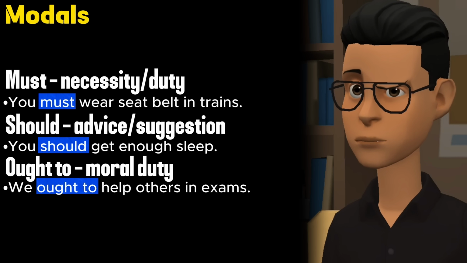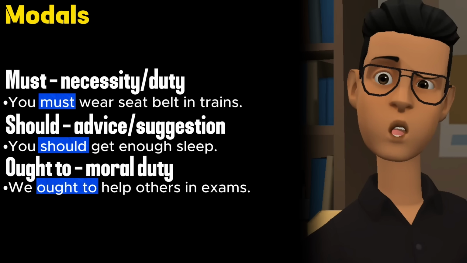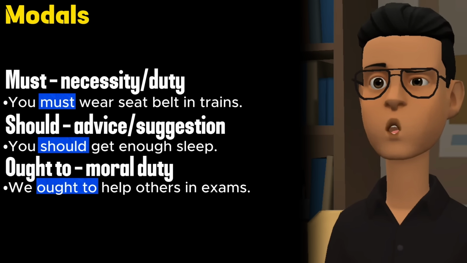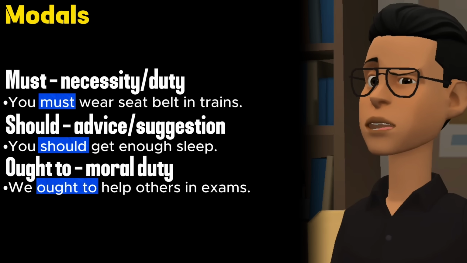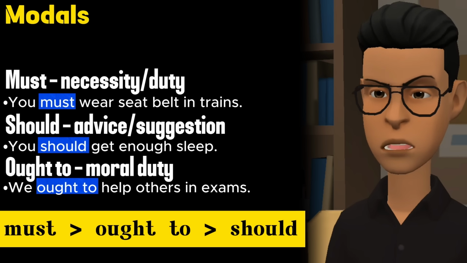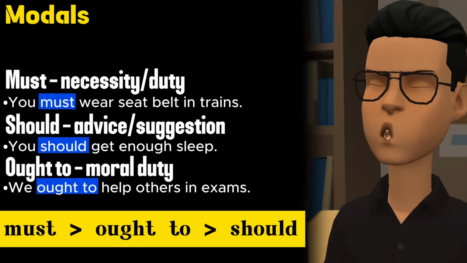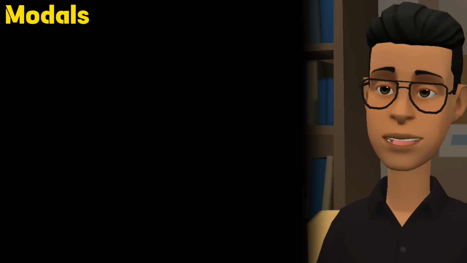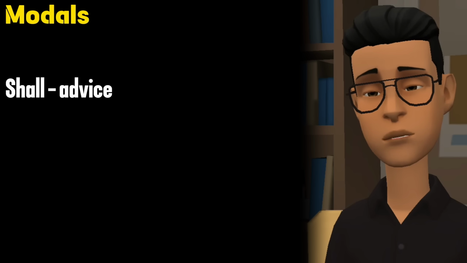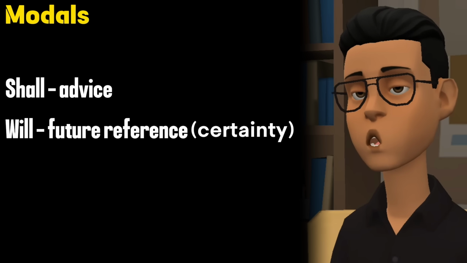Ought to is used when the suggestion is stronger than should. But it is not stronger than must, because must is used when the suggestion is strict. So, in order of strength of the advice, must is used for strongest advice, then ought to, and then should. Similarly, shall is also used for advice. Will is also a modal, and you certainly know what it is used for.